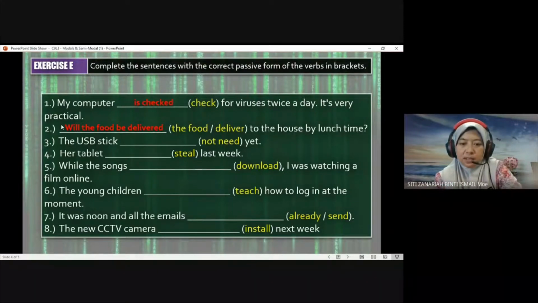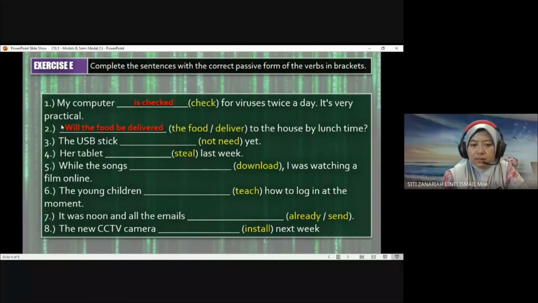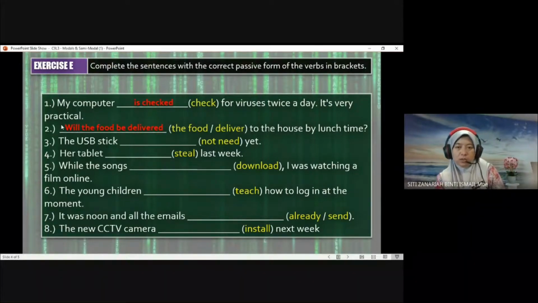Okay, the USB stick, not needed yet. What do you think the formation of the verb is here? Since we are writing, we change to the passive form. As I told you before, all verbs should be changed to past participle. But you have to decide in what tense the sentence is. Start from sentence number 3 until sentence number 8.